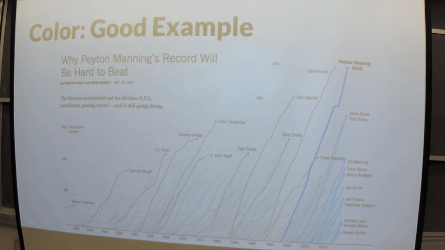I showed this in my introductory lecture. Here I'm using only one single color to highlight people that I especially care about. In this case, these were the active football quarterbacks back then.